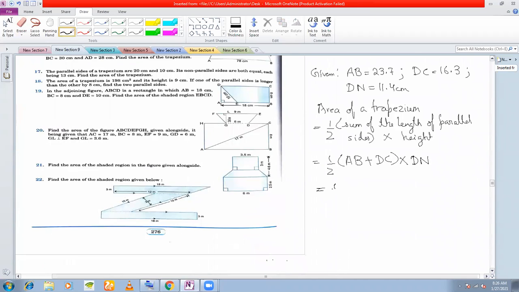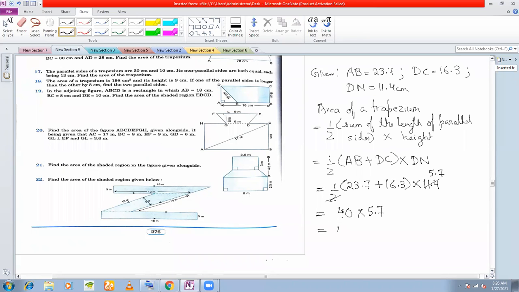Now in the next step, we are going to write the lengths. So half, the length of AB is given to you as 23.7. The length of DC is given as 16.3. And the length of DN is given as 11.4. Let us cancel this. This will cancel to 5.7. So 23.7 plus 16.3 is 40, into 5.7.